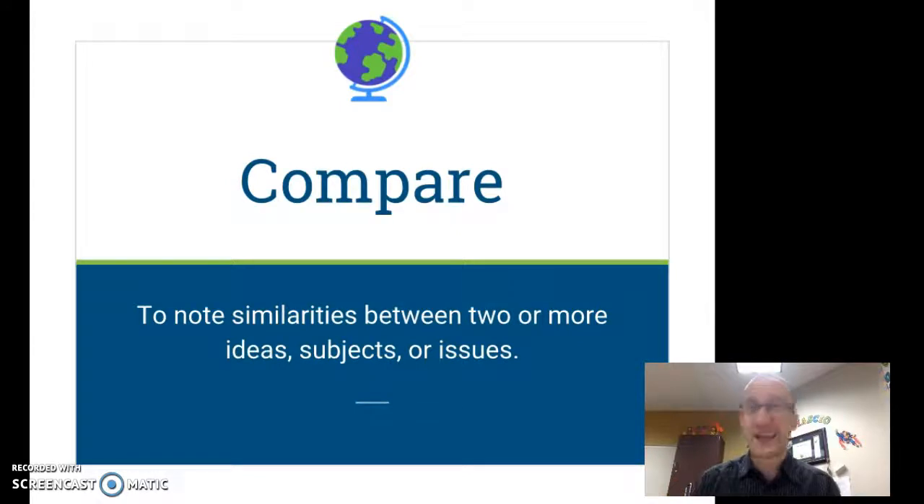Sometimes teachers will get lazy, and when they say compare, they want you to talk about what's the same and what's different. So always ask your teacher and go, hey, question, do you want us to talk about what's the same, or do you want us to talk about what's just different? So make sure you ask them. But to compare really means to note what's the same between two things.